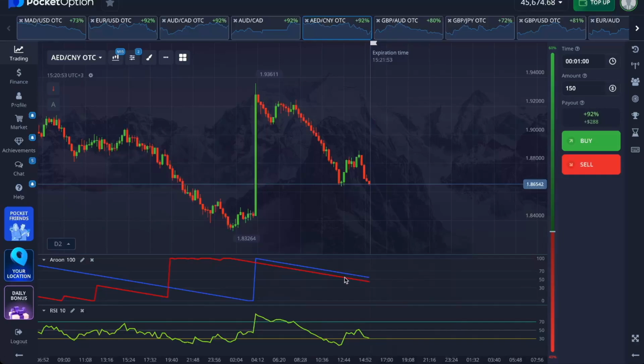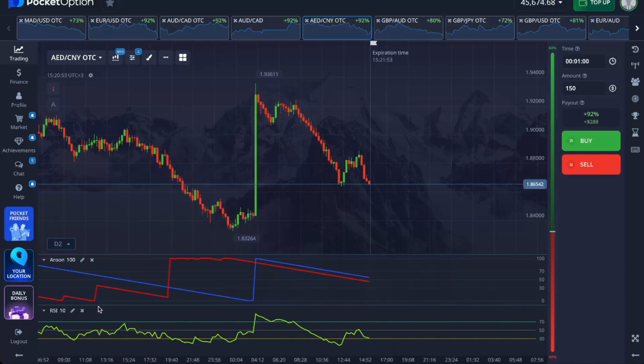Aroon up shows us the strength of buyers, that's the orange red line, and the blue one shows the strength of sellers. Accordingly, if we see that Aroon up is rising above the value of 70, this indicates that it's possible to enter the instrument in the direction of an increase. If we see that the blue line, Aroon down, drops below the 30 mark, this means it's better to enter for a decrease. So that's regarding the Aroon indicator.